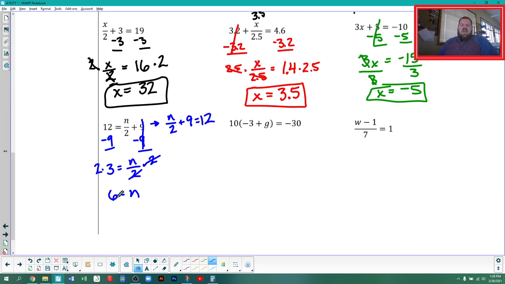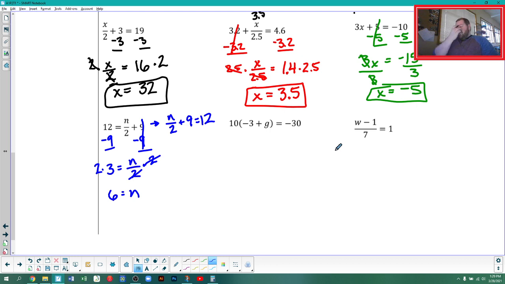And even to check that, 6 divided by 2 is 3. 3 plus 9 is 12. It works out. The next one, if I knew what g was, and this is where doing this idea makes this actually an easier problem than maybe what you would think to do right away. Some people see a number outside of parentheses and they think, I'm going to distribute this. I'm going to say you don't have to.